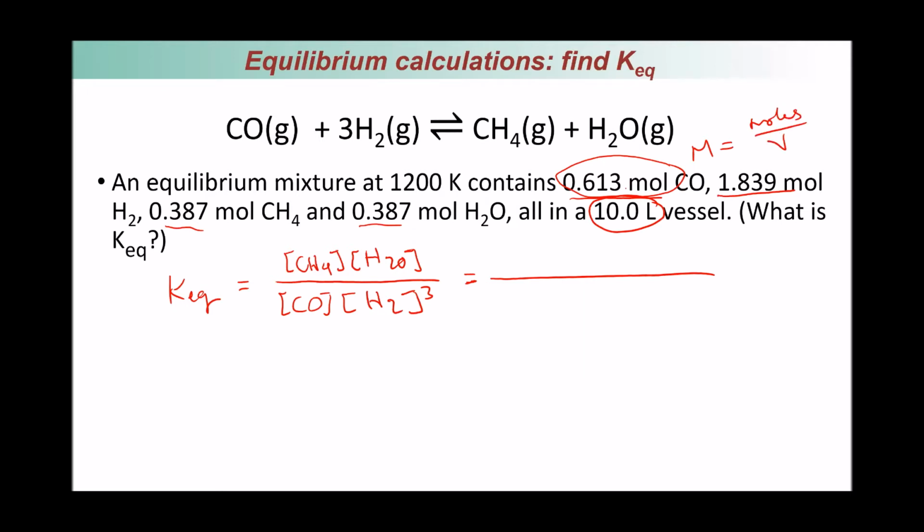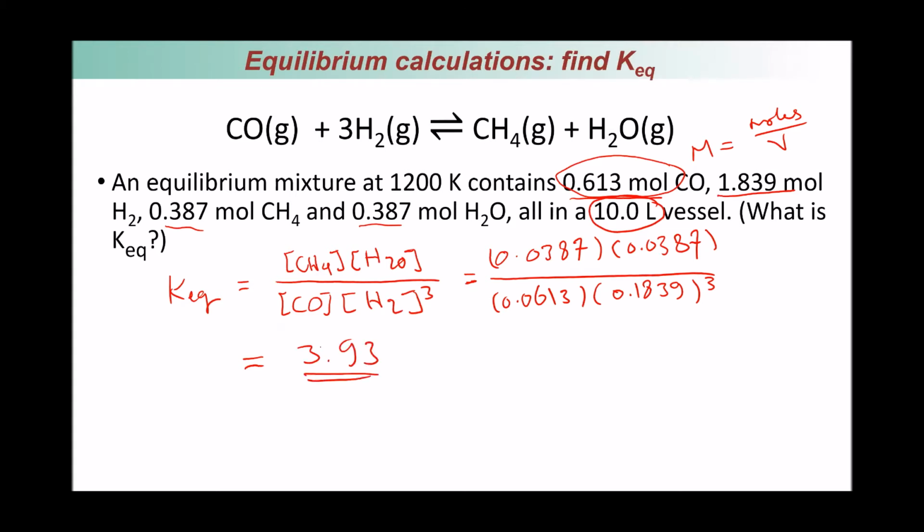Which is going to give you for methane 0.0387. Water is the same quantity, 0.0387 molar. And carbon monoxide is going to be 0.0613. Hydrogen is going to be 0.1839 to the power 3, which should give you 3.93. This is the equilibrium constant.